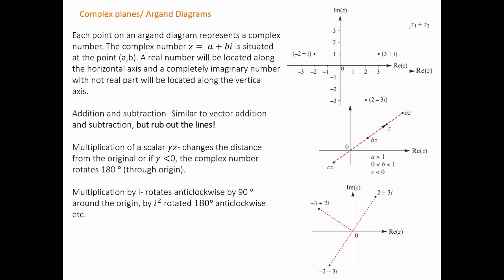When we multiply by i, we rotate our original number 90 degrees around the origin anti-clockwise. If we multiply by i squared, we just rotate it 90 degrees times 2 around the origin anti-clockwise, or 180 degrees. i cubed will rotate it 90 times 3 around the origin anti-clockwise, and we just keep going.